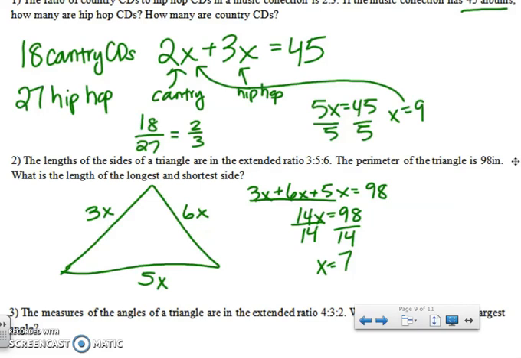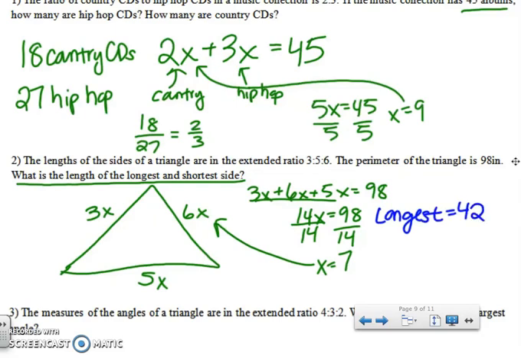Okay, but my question says, what is the length of the longest and the shortest side? So my biggest number is a 6, so that's going to be my biggest side. So basically 6 times 7 is 42. So my longest is going to be 42 inches, because my units were inches. And then my smallest side deals with that 3. So 3 times 7 would be 21. So my smallest is going to be 21 inches.